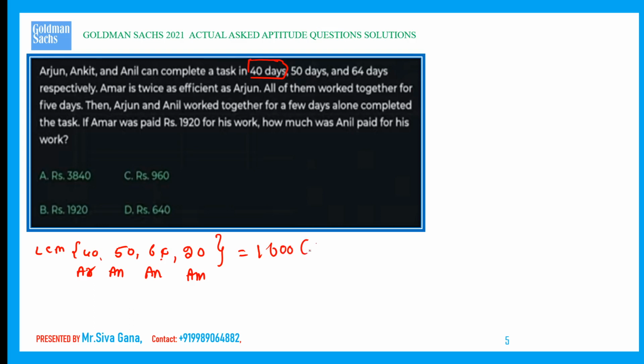1600 is the LCM. This I am assuming as the total work. Now let us calculate the efficiencies, the 1 day work of each person. Arjun's 1 day work is 1600 by 40, which is 40 work in 1 day. Now 1 day work of Ankit: 1600 by 50, which is nothing but 32 work in 1 day.